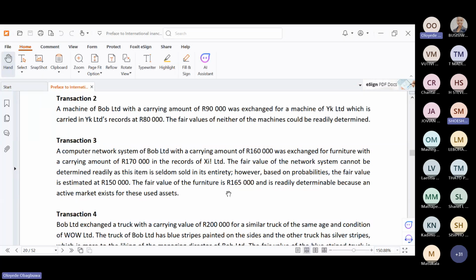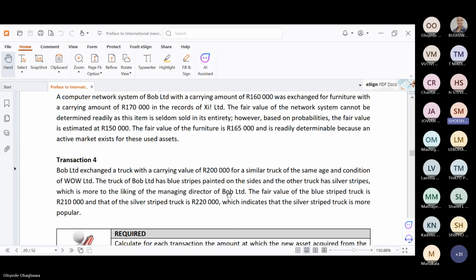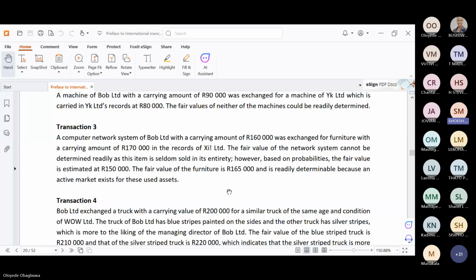Yes. Do we agree? Yes. All right. Go ahead. Yes, according to this scenario, if a market exists in this situation, it does not necessarily mean that we will take that value. Yeah. He said they were able to determine the fair value of the furniture because there's an active market that exists for the used asset.